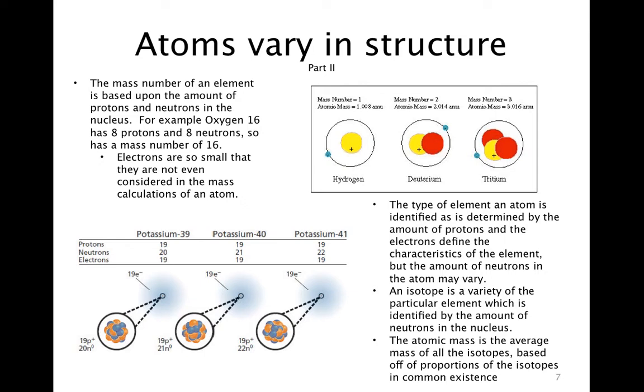You have potassium 39, potassium 40, potassium 41 there, and if you notice, they have 20, 21, and 22 neutrons. So the amount of neutrons doesn't necessarily equal the amount of protons. But there's always an equal amount of neutrons to protons or more. The atomic mass is the average mass of all the isotopes based off of the proportion of the isotopes. So atomic mass is the average. The mass number is the mass of that particular element at that particular time.